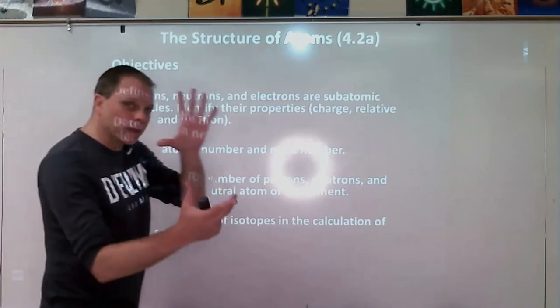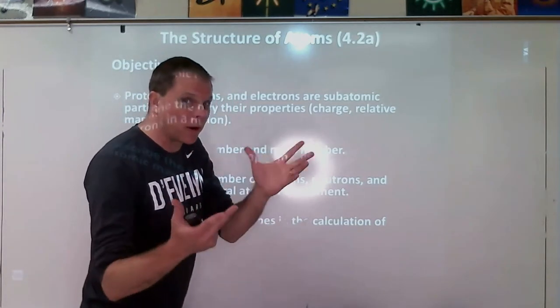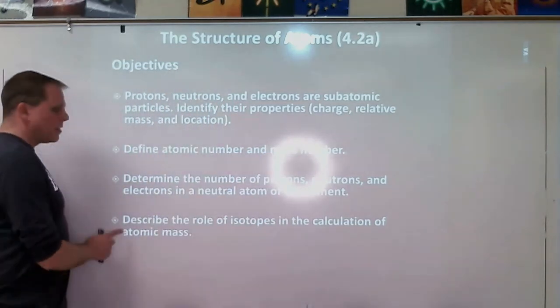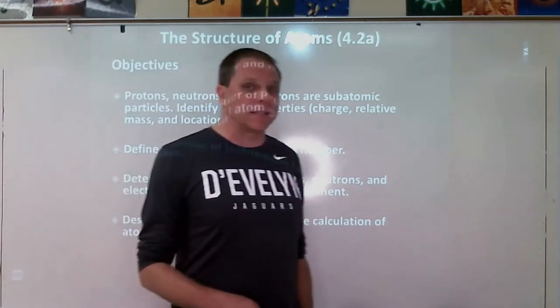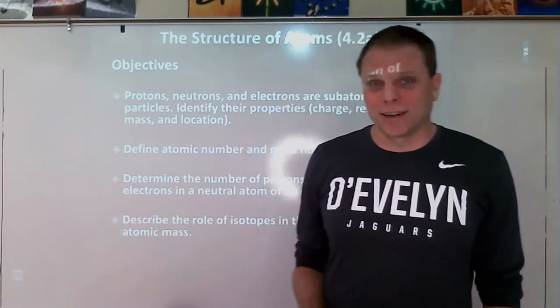So we're going to throw something up as an example from the periodic table and see if you can figure it out. And then we're going to describe the role of isotopes in calculating something called the atomic mass and the average atomic mass. And you're going to learn about those things.